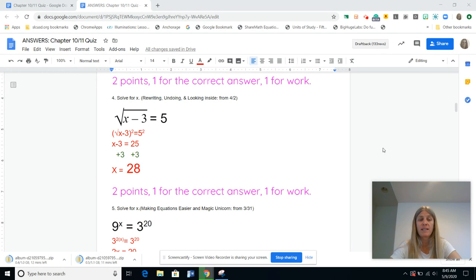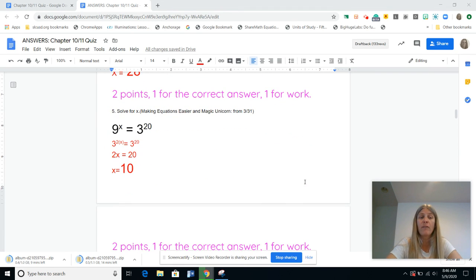So our very first thing is to undo this square root. So we're going to take the square root of both sides. That leaves us with x minus 3 equals 5 squared, which is 25. We're now going to add 3 to both sides of the equation, and you get your final answer of x is equal to 28. 1 point for the correct answer, 1 point for your work.